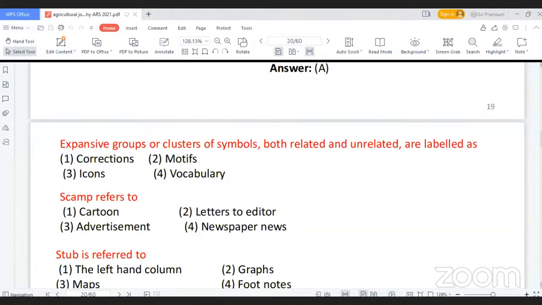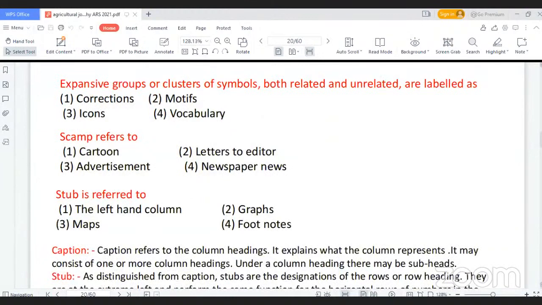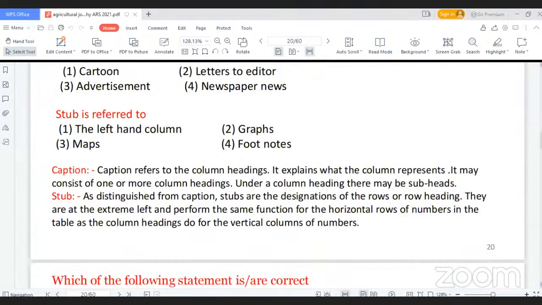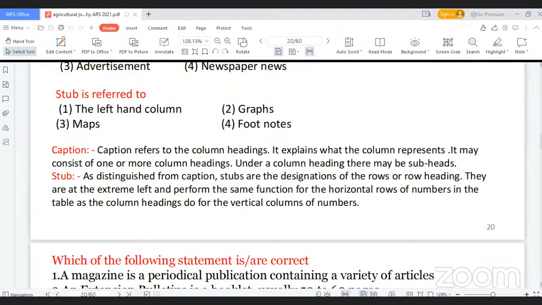Generally scam means we can say this is one type of rough sketch, or a hand-drawn type of mock-up, or hand-drawn type of anything, a specimen. That is called scam. Stocks. Column. Here I will get the column heading.